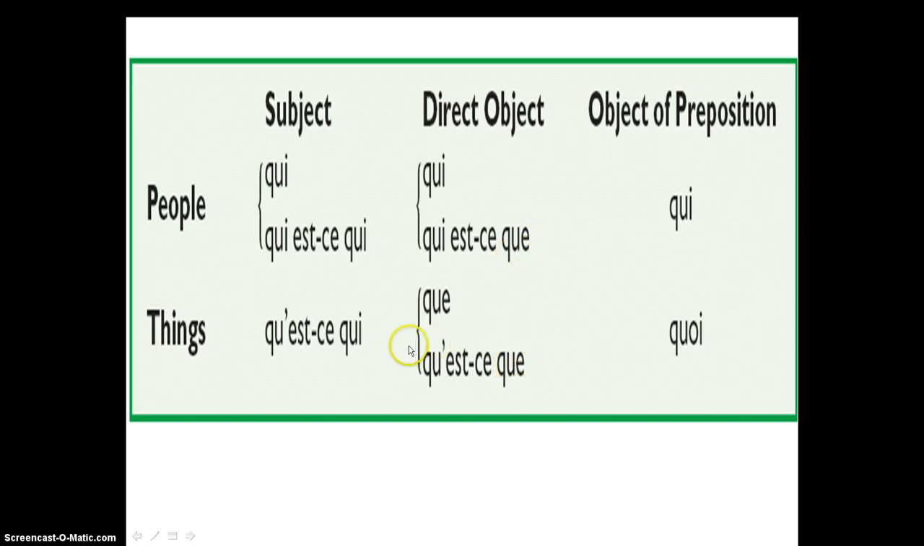But if you want to talk about the subject, it's going to be "qui" and "qui." And then the first part refers to a person, "qui," or to a thing, "que." So remember, just "qui" is a person and "que" is a thing. And then this is the one that is introduced by a preposition, so it's going to be "qui" for somebody and then "quoi" for something.